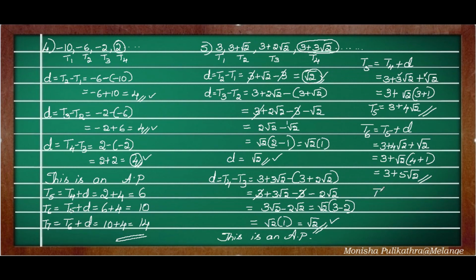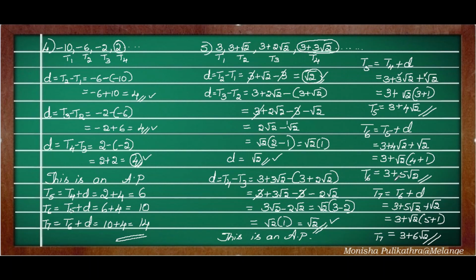Okay. Next, seventh term, that is T6 plus D. So T6 is 3 plus 5 root 2, plus common difference root 2. So you will get 3 plus root 2 common here. Then the remaining will be 5 plus 1. So you will get T7 as 3 plus 6 root 2. Okay. So this is the seventh term and this is the sixth term. I hope you understand this.